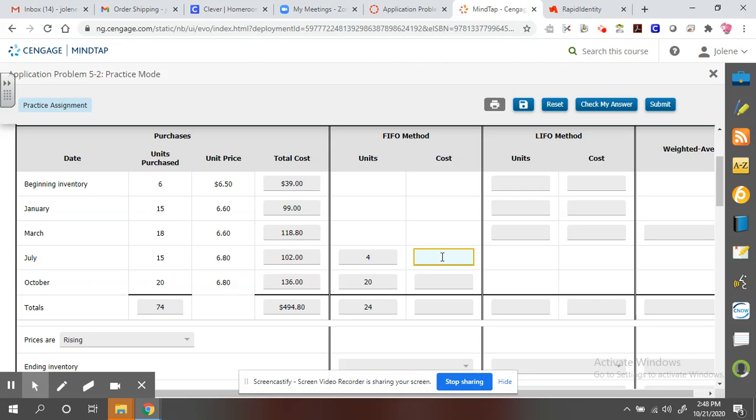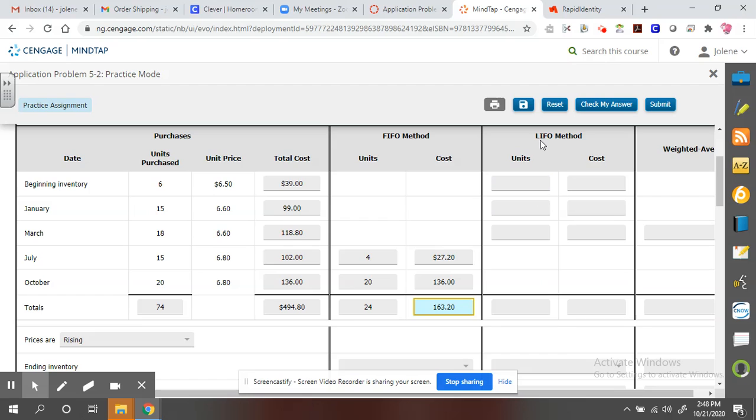So now we're going to do 4 times the cost, which is 680. And then our total cost of this whole shipment is 136. And we're going to add these together. And so 163.20. That's how much inventory cost is at the end of the year when they only have 24 left.